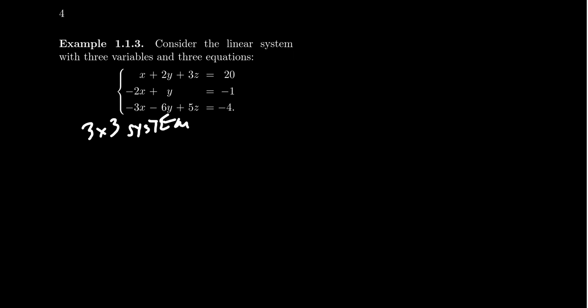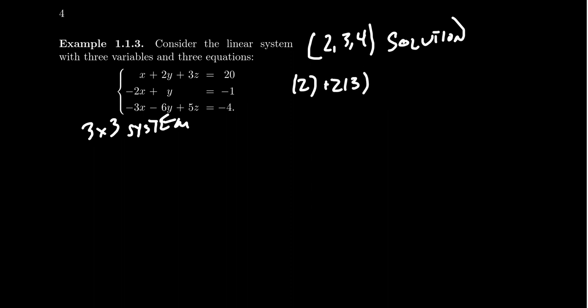It can be checked very quickly that the point 2, 3, 4 is in fact a solution. And we can see this by checking the arithmetic here. If we plug in 2 for x, 3 for y, 4 for z into the first equation, we'll get 2 plus 2 times 3 plus 3 times 4. And so we get 2 plus 6 plus 12.